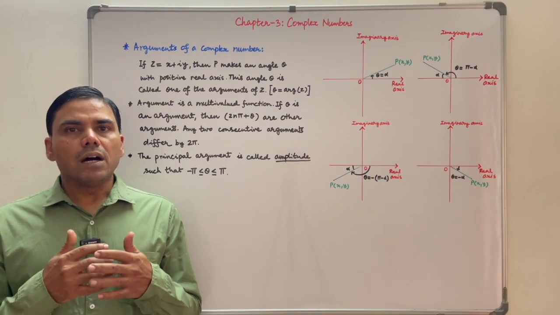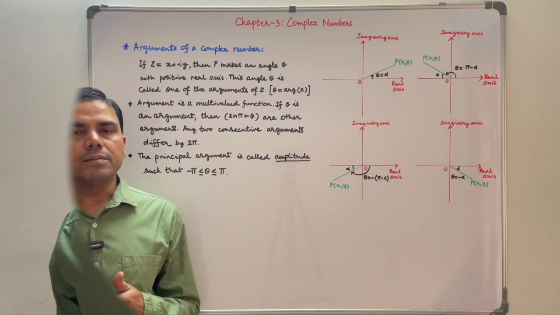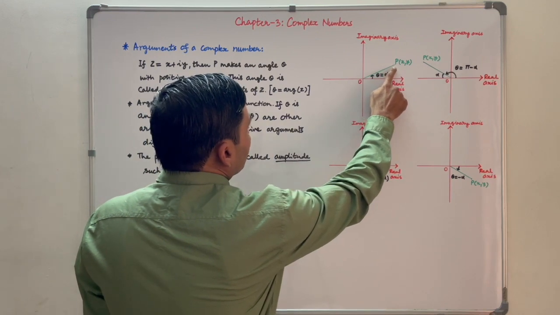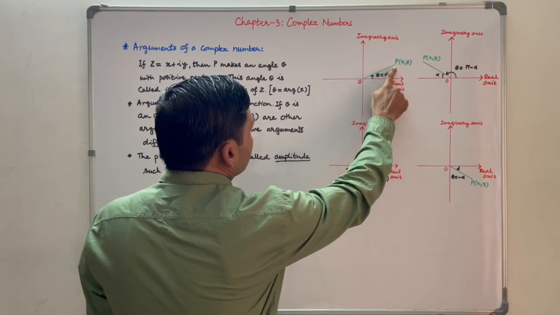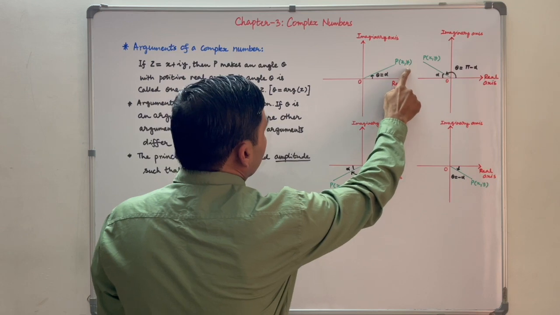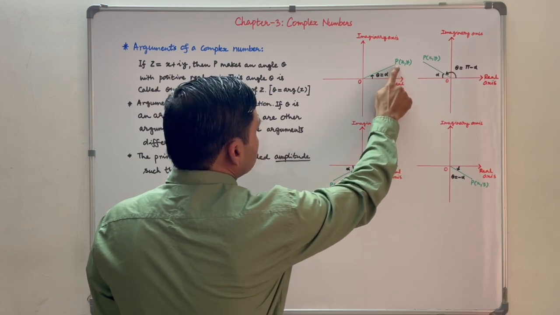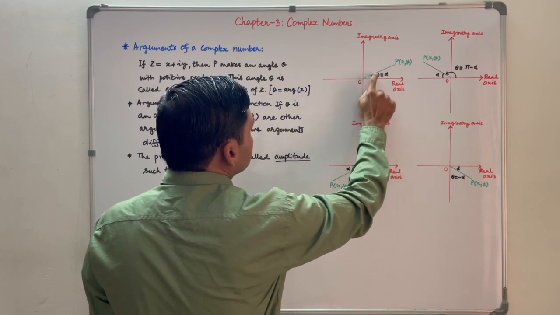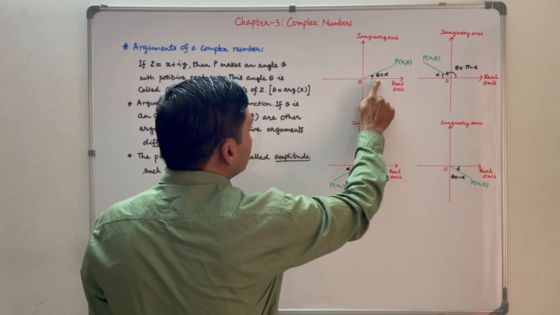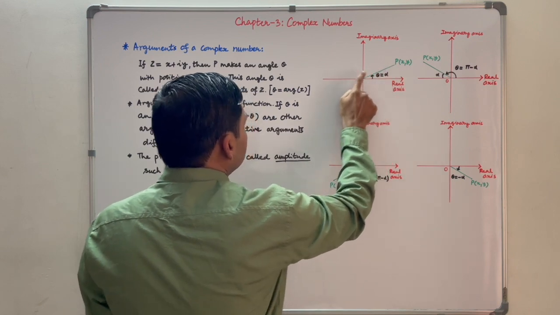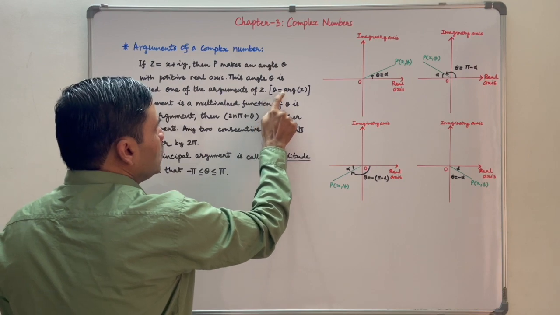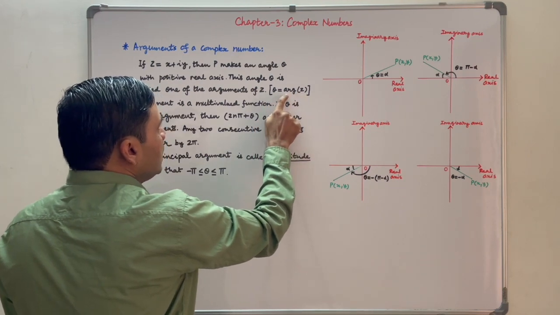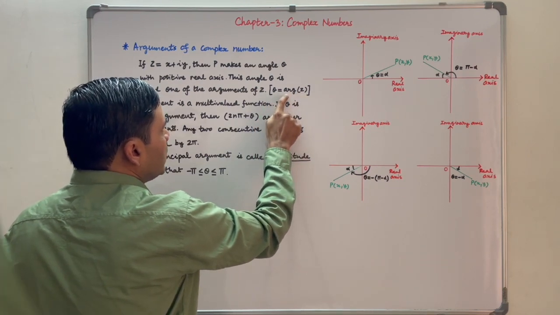Let us understand arguments of a complex number. Suppose P is a point in the complex plane. It is represented by the ordered pair x, y. So the complex number z is equal to x plus iy. Line OP makes an angle theta with the positive real axis. This angle theta is known as one of the arguments of complex number z. It is written as theta is equal to arg z. Arg is short form of argument.